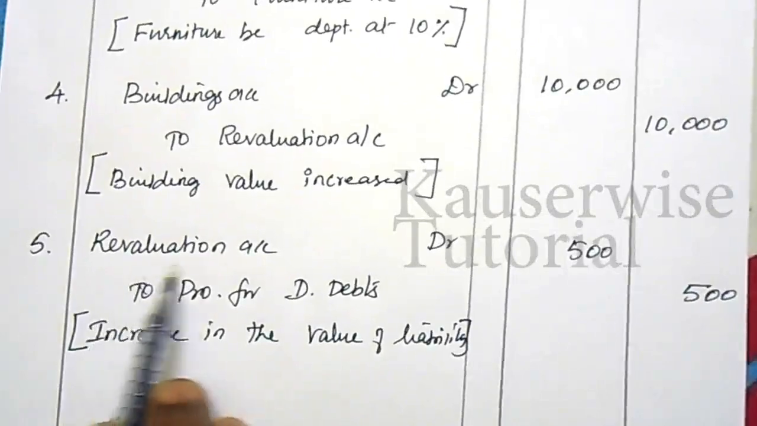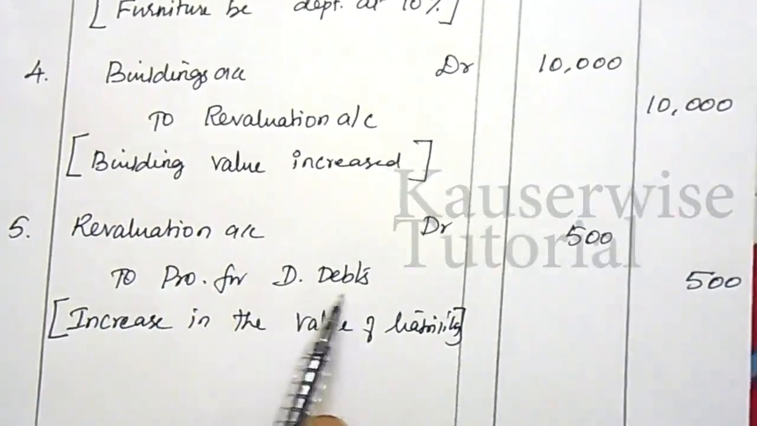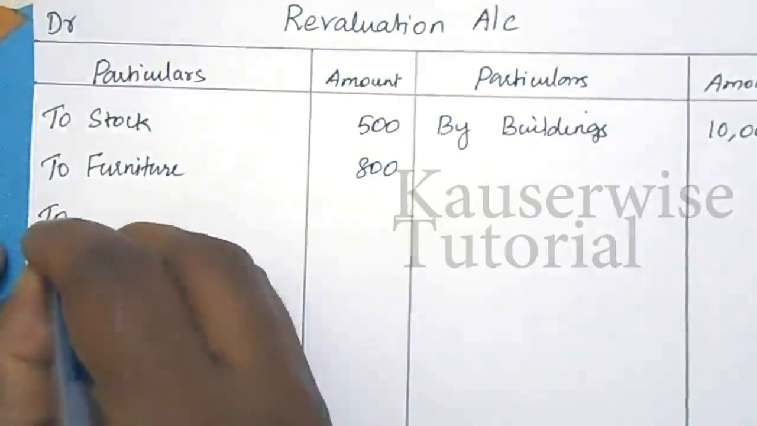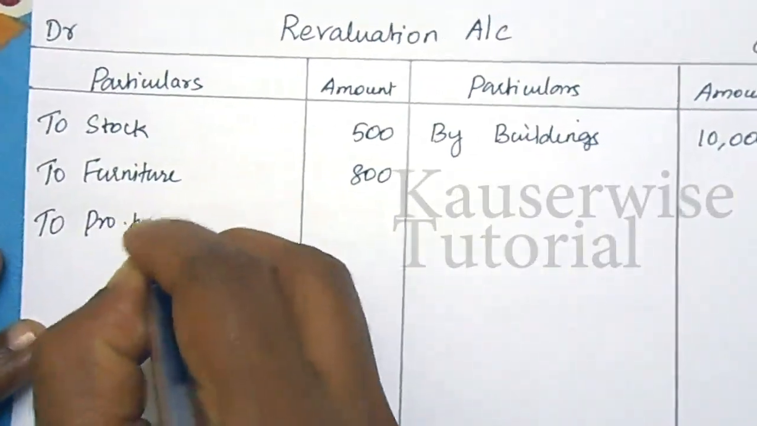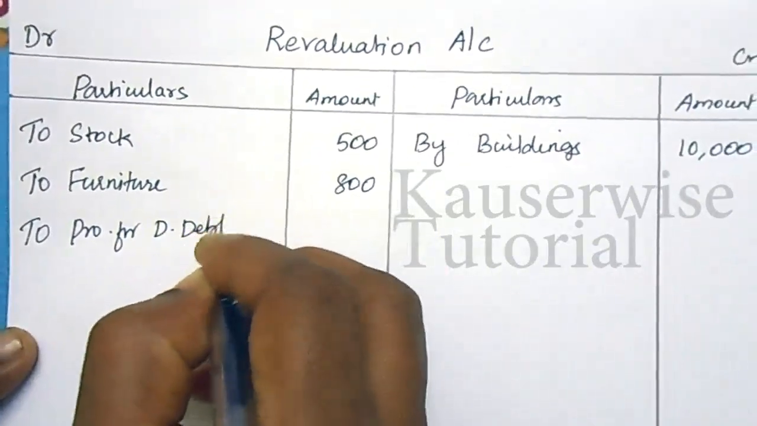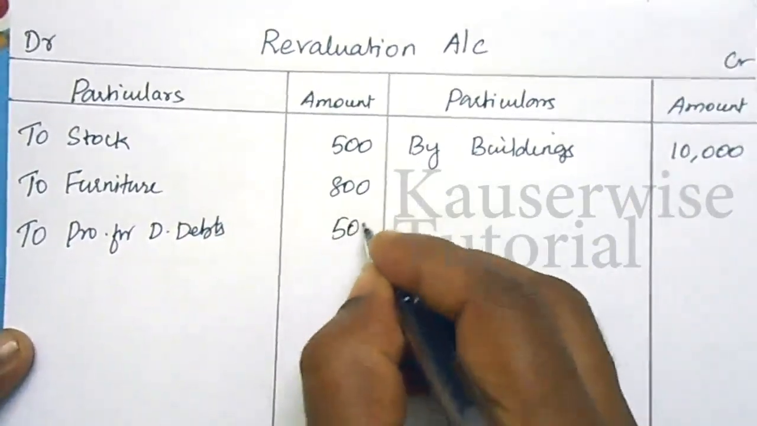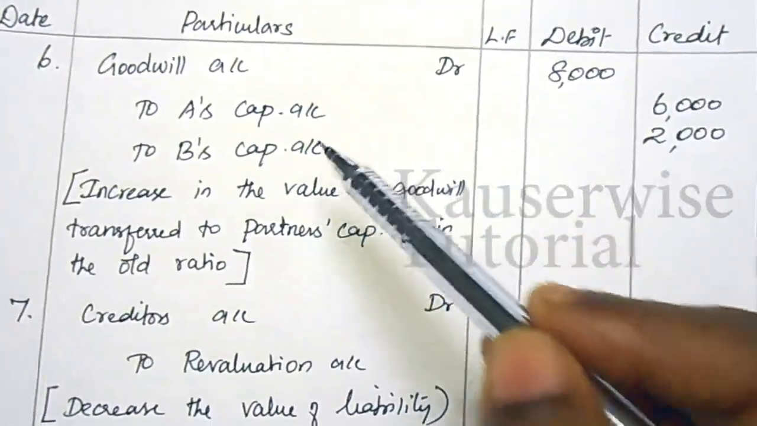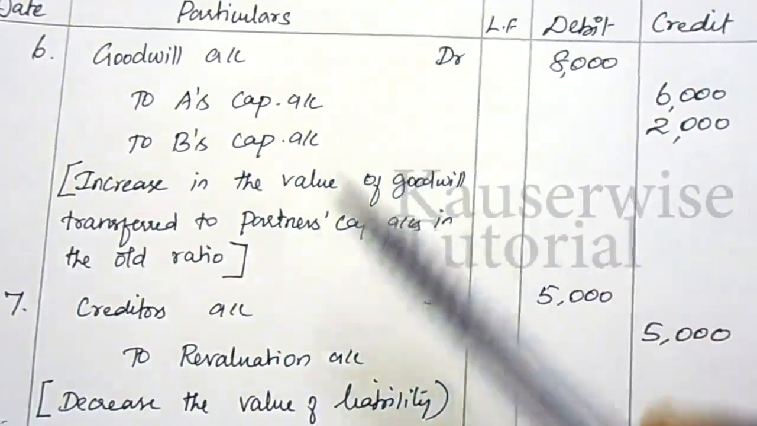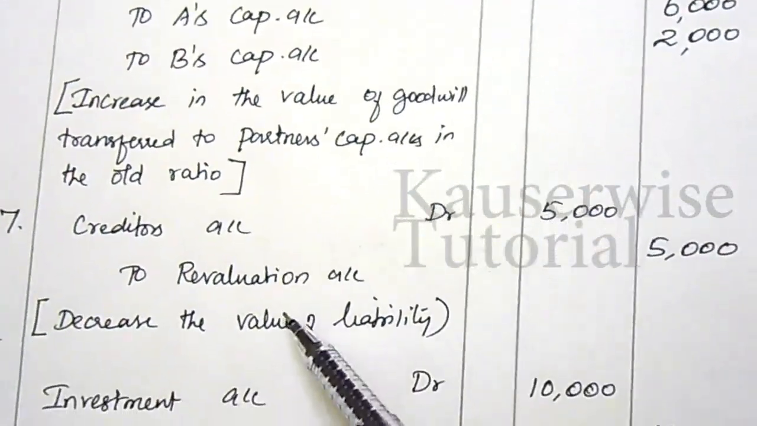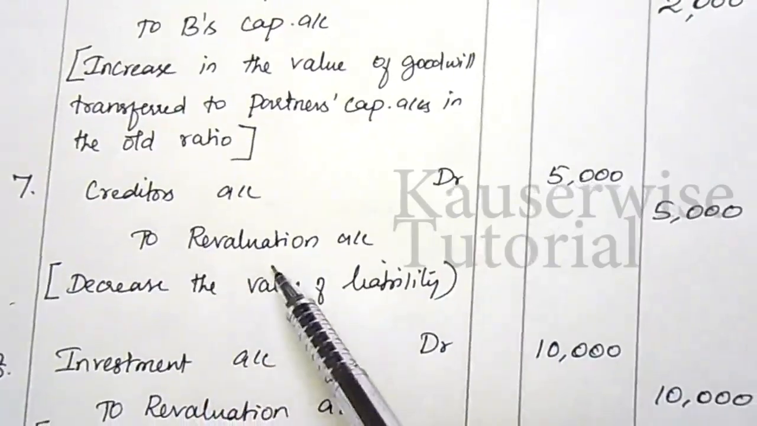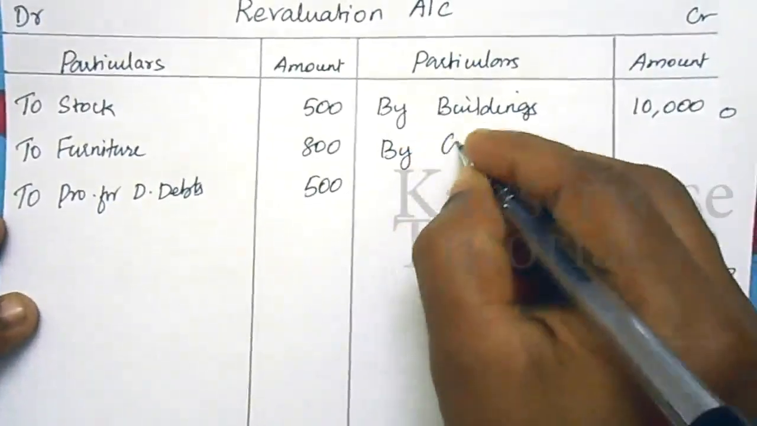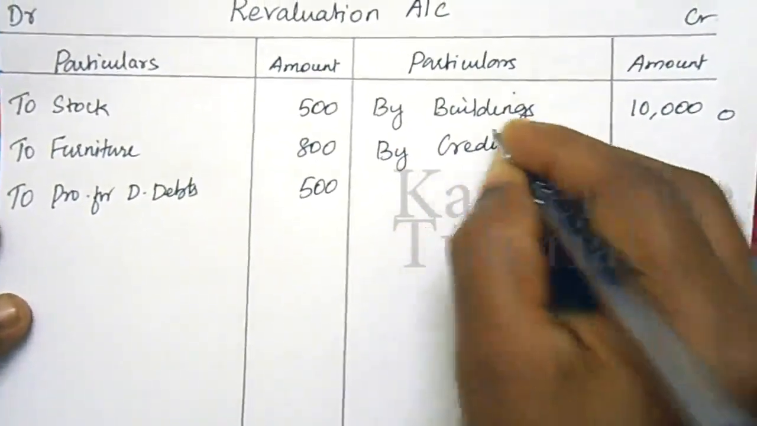Next entry, revaluation account debit to provision for doubtful debts. So enter this item under debit side of revaluation account. To provision for doubtful debts, how much? 500. Next entry, goodwill account debit to old partners' capital account. This will be shown under capital account. Next, creditors account debit to revaluation. So enter creditors under credit side of revaluation account. By creditors, how much? 5,000.